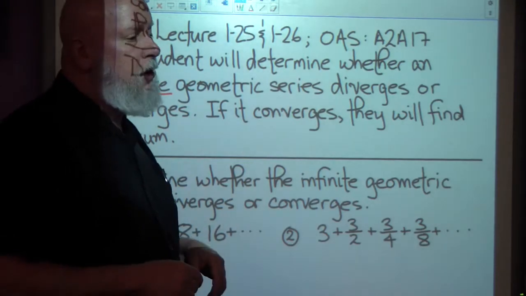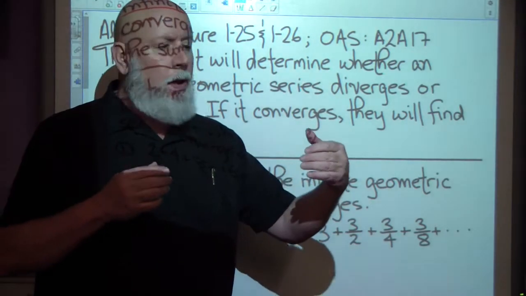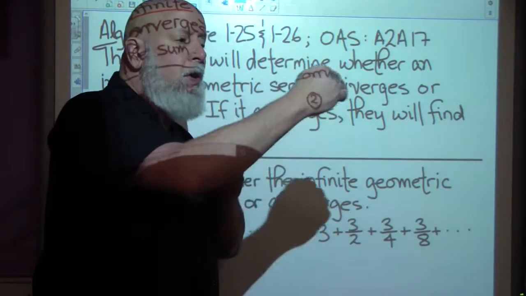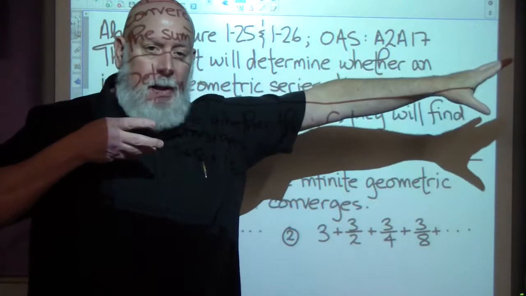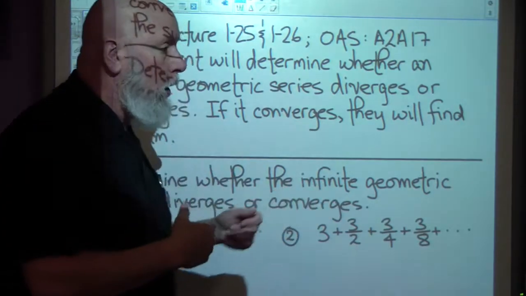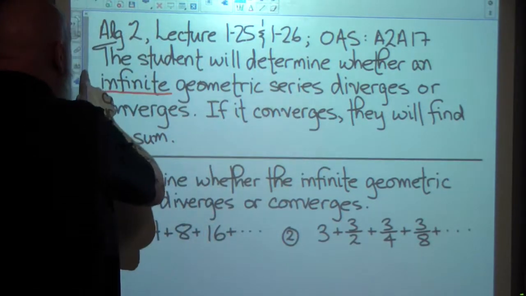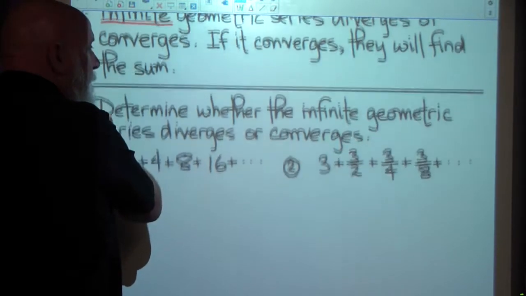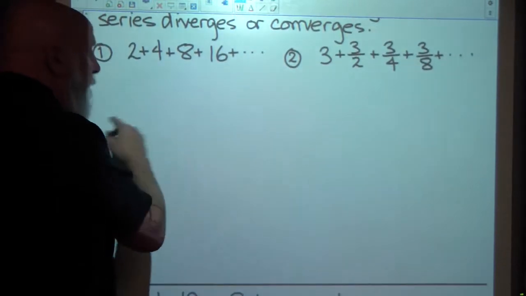If an infinite geometric series diverges, that means that you just keep adding one term after another and it gets infinitely large, or if it's going in a negative direction, so to speak, it gets infinitely small. It doesn't approach any number. But if it converges, the sequence will approach a given number.